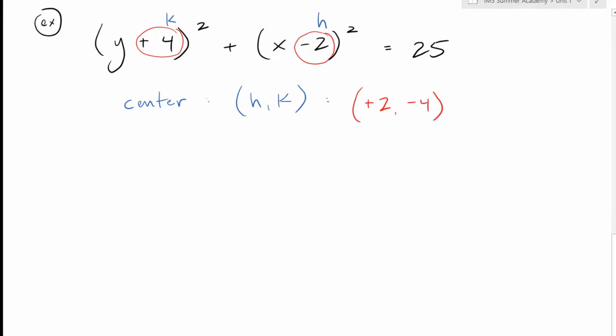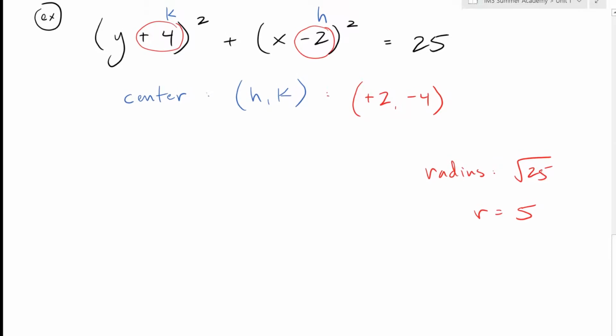If you want to go ahead and knock out the radius right now, we can do that too. Radius, I see 25, we have to square root that. So my radius is actually going to be 5. So we're going to need to go 5 in every direction for this one. So we can go ahead and create a graph. 1, 2, 3, 4, 5. 1, 2, 3, 4, 5.